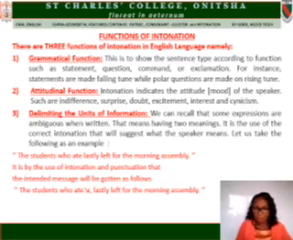Let us take the following as an example. Look at this sentence very well: The students who ate lastly left for the morning assembly. Now we cannot determine what the speaker means in just writing. It is by the use of intonation and punctuation that the intended message will be gotten, as follows. The students who ate, you can see the arrow down, brings the voice down. The students who ate lastly left for the morning assembly.